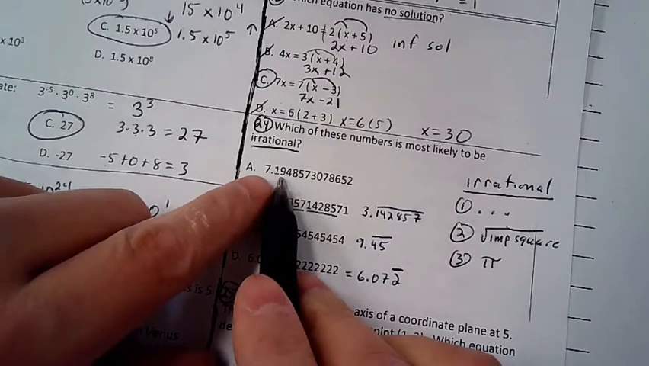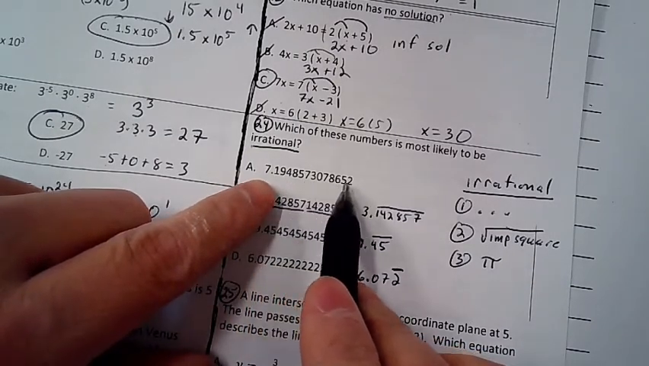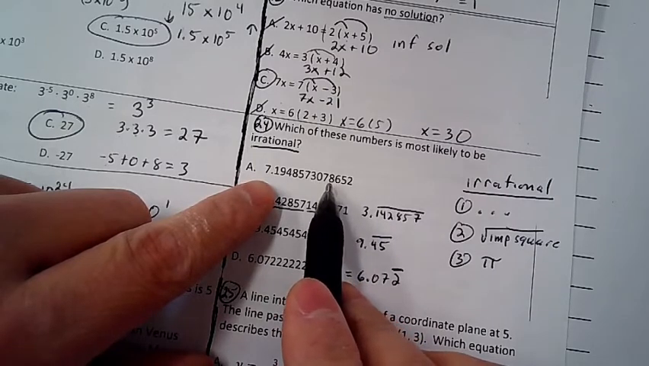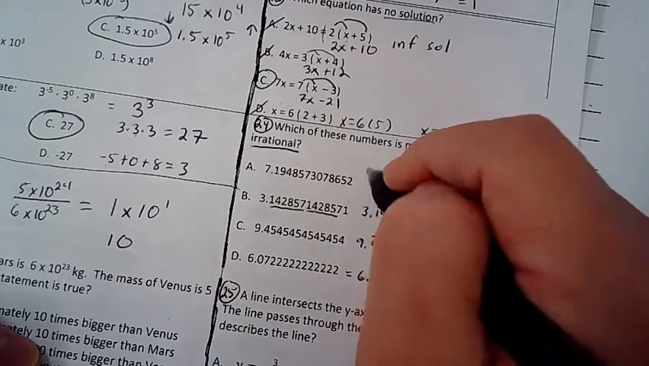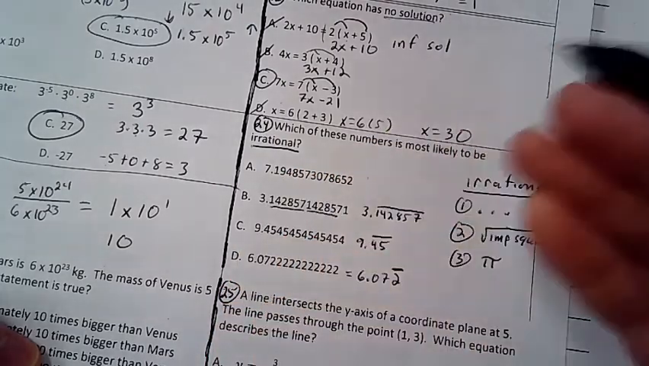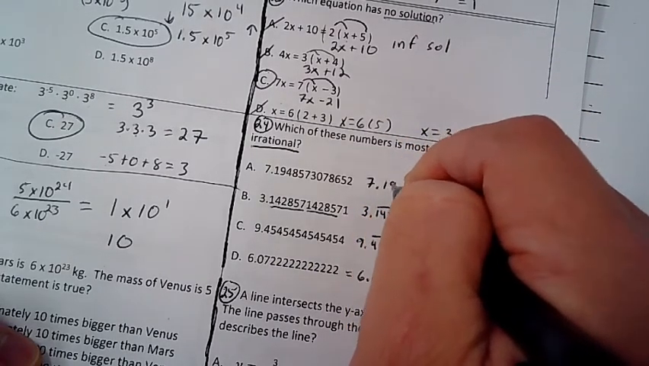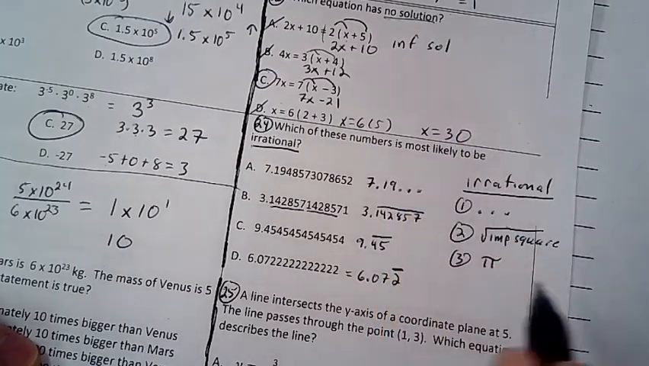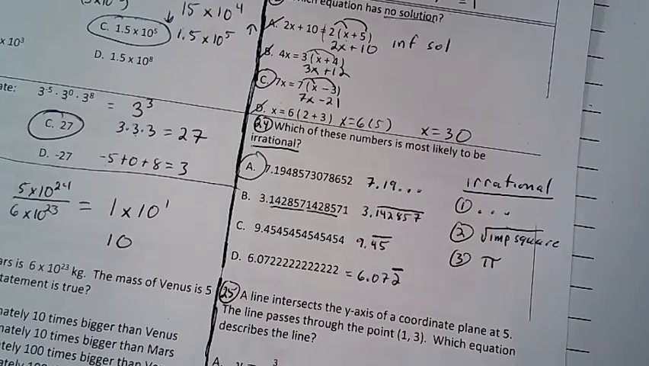This is the one that doesn't repeat. There's no pattern here. This is a non-terminating, non-repeating decimal expansion. There's nothing that repeats here; you can't see a pattern that goes over and over again. This one would be written as 7.19 dot, dot, dot. So this is the irrational one, the non-terminating, non-repeating one.